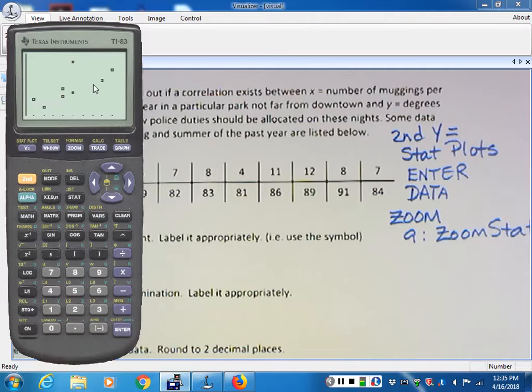Since it does seem to have a linear trend with that one exception, what we're going to do is actually fit a line to that data. And in order to do that, we're going to go back to the Stat button, and we've done this differently in chapter 2 from what I'm going to have you do now. We're going to go over to the Test menu, and I want you to scroll down to option E, LinRegTTest.